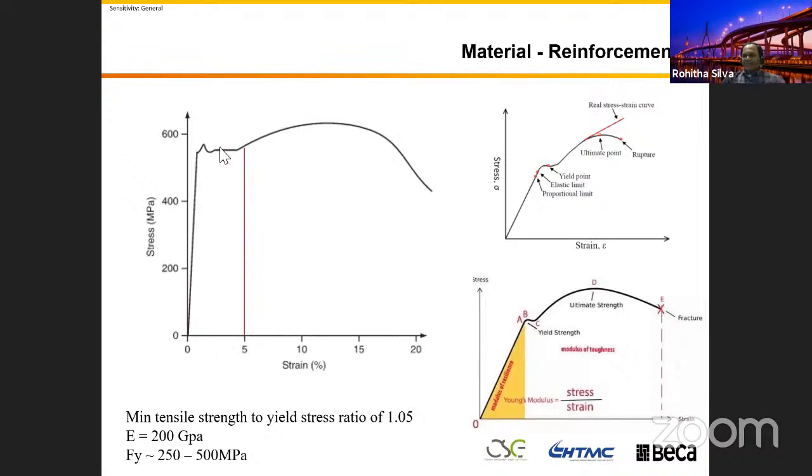I have this 5% strain range marked in this one. Normally when we design bridges, we don't use the reinforcement if the ductile range is less than 5%. Please remember that one.